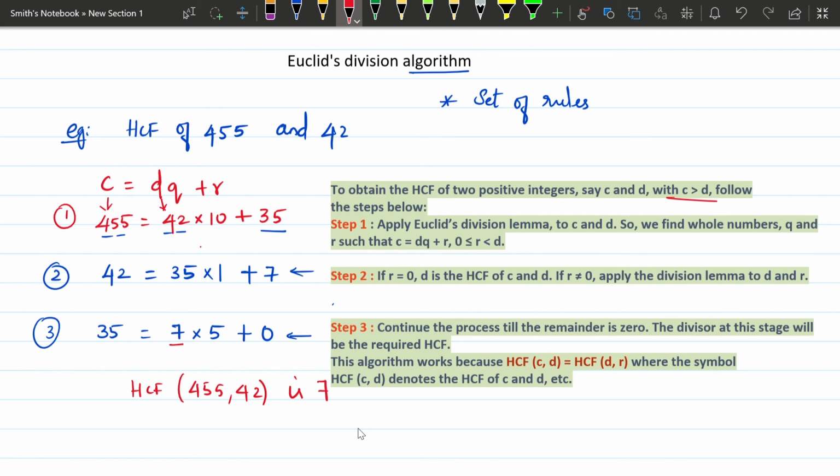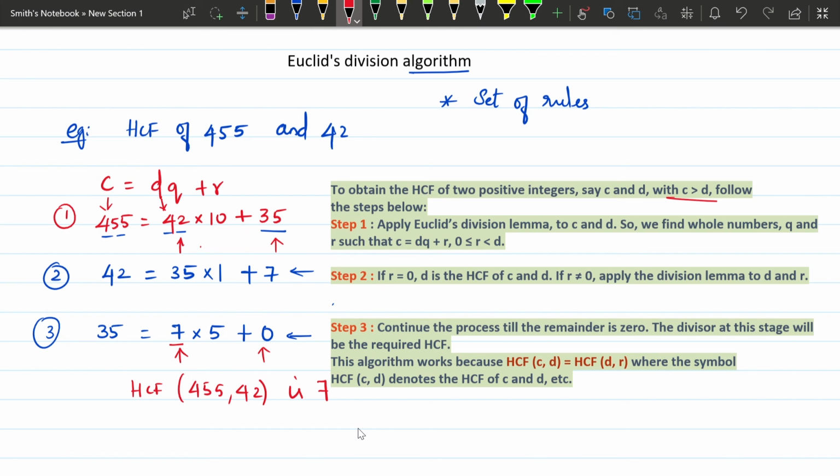So we got 455 is equal to 42 times 10 plus 35. 35 is less than 42. Step 2. If r is equal to 0, d is the HCF of c and d. But we didn't get r as 0, so apply the division lemma to d and r. So we applied the division lemma to 42 and 35. Step 3. Continue the process till the remainder is 0. The divisor at this stage will be the required HCF. So here 7 is the divisor and the remainder is 0.